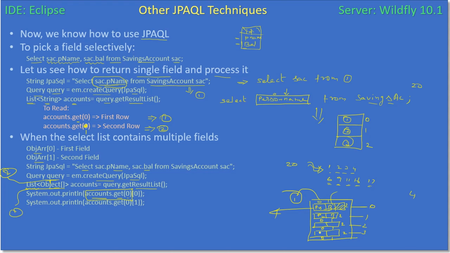Similarly, if we want to retrieve, let's say here it is A and here it is 101. To retrieve A, we have to use accounts.get with index 3. So accounts.get(3), then we need to get the name, right? That means in the object array the index is 0. So this is how you have to read. Here, if you see, objArr[0] is the first field, objArr[1] is the second field. Why? Because here our list contains only 2. I mean list means the select list.